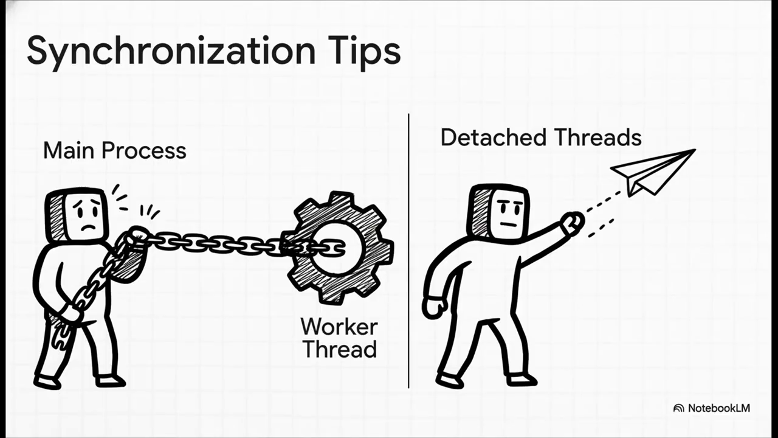So it all boils down to this, and it's a really great rule of thumb from the source material. Just be clear about what you want to do. If you know you're going to need a result back from a thread, you have to wait for it, so create it as joinable. But if it's just a fire and forget kind of task, create it as detached. That actually helps the operating system clean up and reclaim resources much more efficiently.